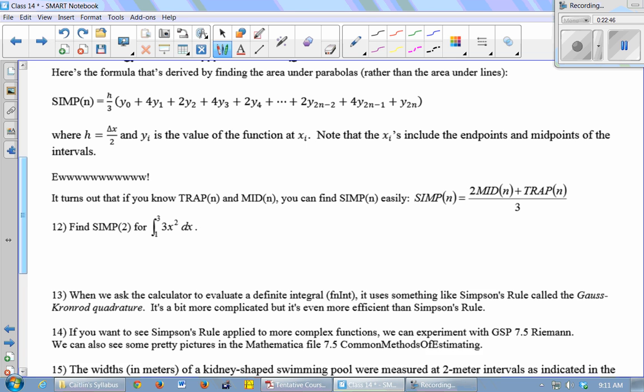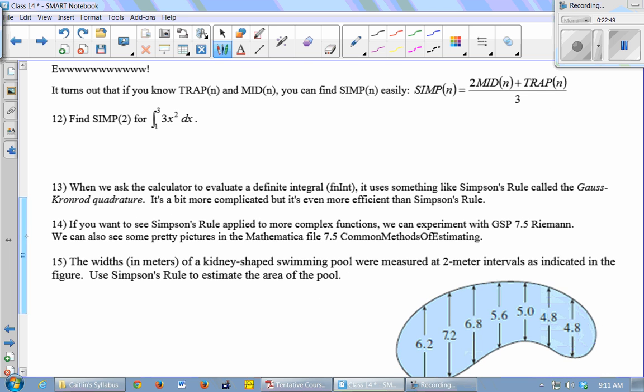All right. So that's pretty awful. But it turns out that if you know trap and mid, you can find Simpson's by taking a weighted average of the two. Pretty remarkable that they have this relationship. So to find Simpson's, you can do twice the mid plus the trap, over 3. And then you don't have to even think about fitting parabolas and finding area underneath them. You can just use this little shortcut. So I'm not going to actually make you do the area under parabolas thing. If this is an option, you can just do this.